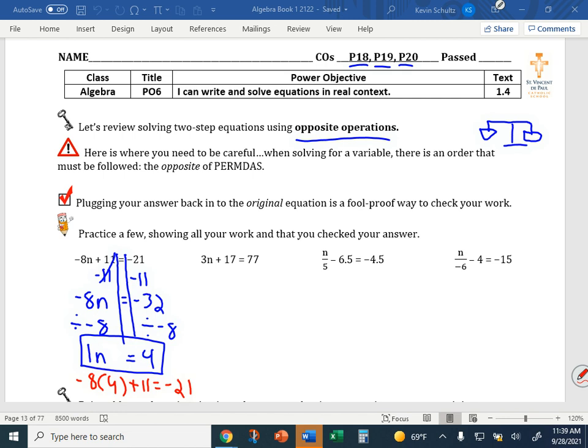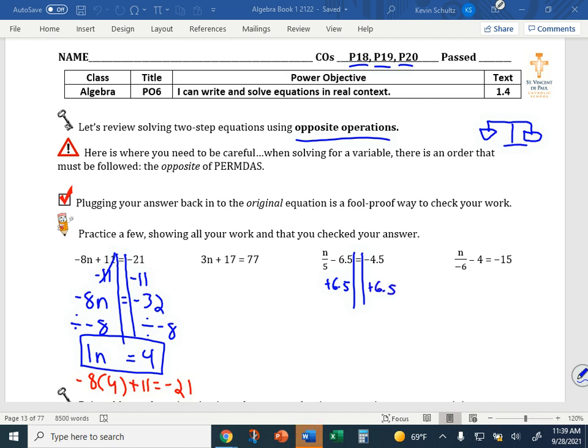Okay? Let's look at the third one here, because ones like this tend to throw people for a little bit of a loop. N divided by 5 minus 6.5 equals negative 4.5. Draw the railroad tracks if you want to. There they are. Very, very nice. What's our first step? Connor? Add 6.5 to both sides.